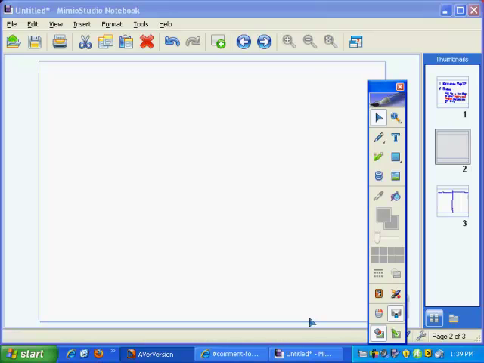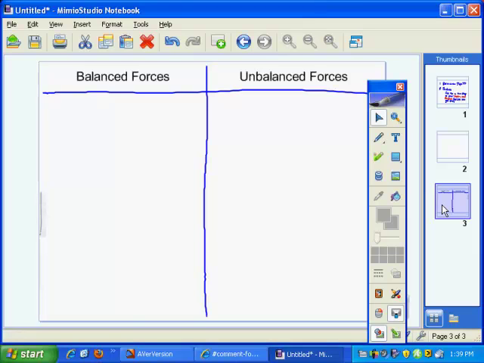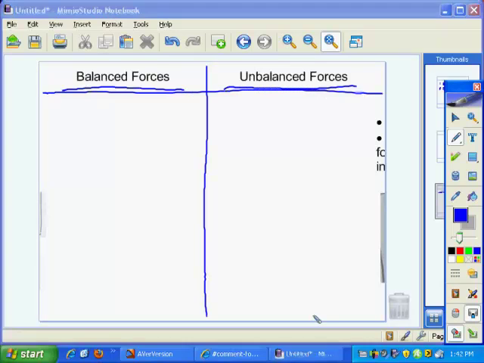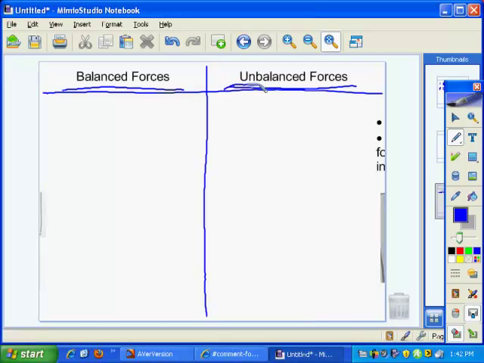About balanced and unbalanced forces. So in your notebook, what I want you to do is split your page all the way in half down the middle, inside your forces and motion section in your binder. On one side, I want you to write balanced forces. On the other side, I want you to write unbalanced. So over here is unbalanced forces.